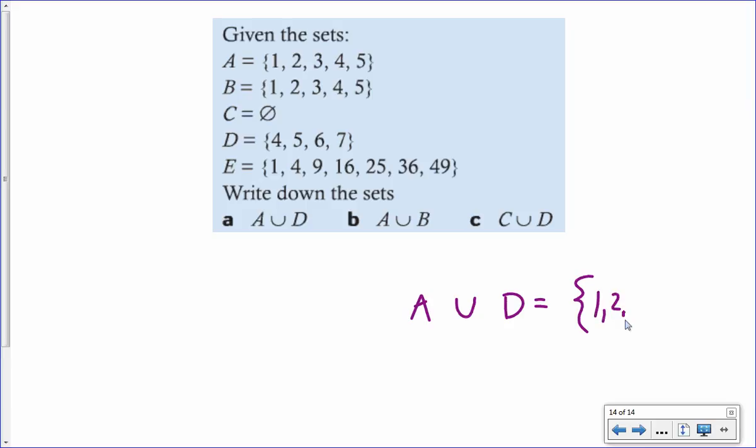So it's got 1, 2, 3, 4, and 5 in it from A. And then D is also bringing 4 and 5. We don't need to rewrite them. But then we would also add 6 and 7 to the list because D has brought 6 and 7. So the intersection, or rather the union, would involve 1, 2, 3, 4, 5, 6, and 7.